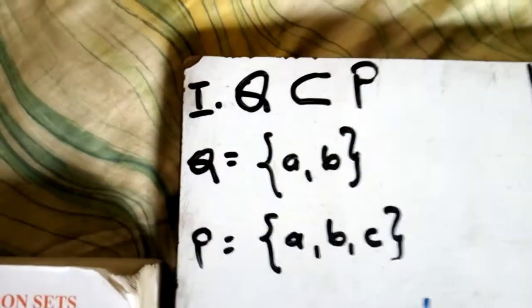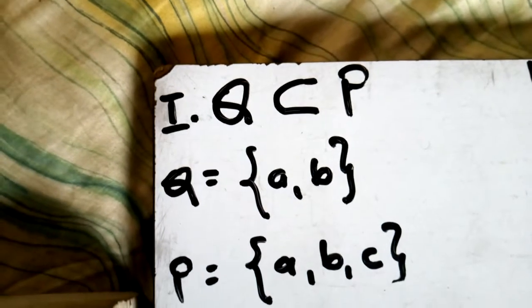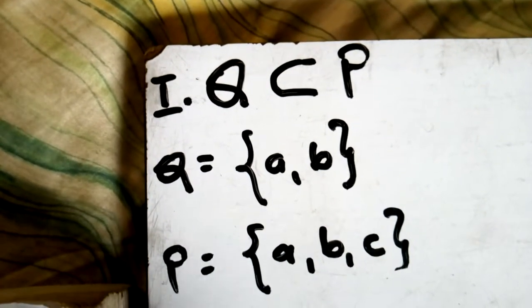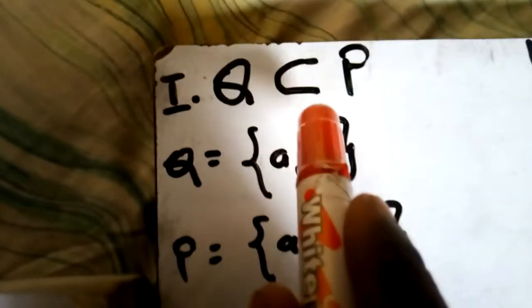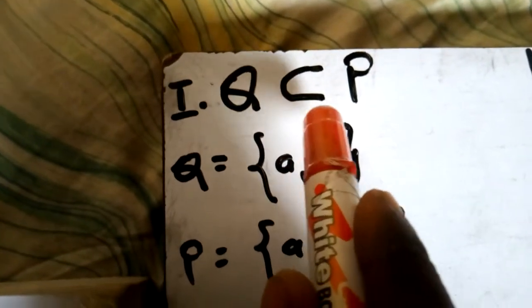Now, the first question you should ask yourself is, the first one says that Q is a subset of what? P. You need to verify whether this is true. But my question is, do you know the meaning of this? They say Q is a subset of P, but do you really know that this is the symbol of a subset? So what does it mean?